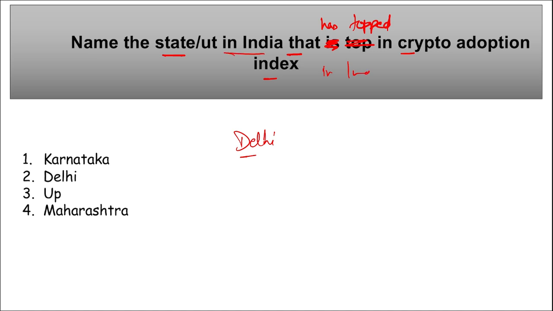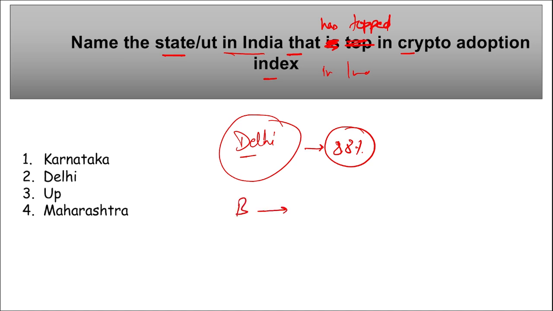So in India, it is Delhi that has secured the top position in the crypto adoption index, and Delhi accounted for 8.8% of the total investment in crypto in India, followed by Bangalore, Karnataka on second position with 8.3%, Mumbai with just 5.2%. So the right option here becomes option 2.